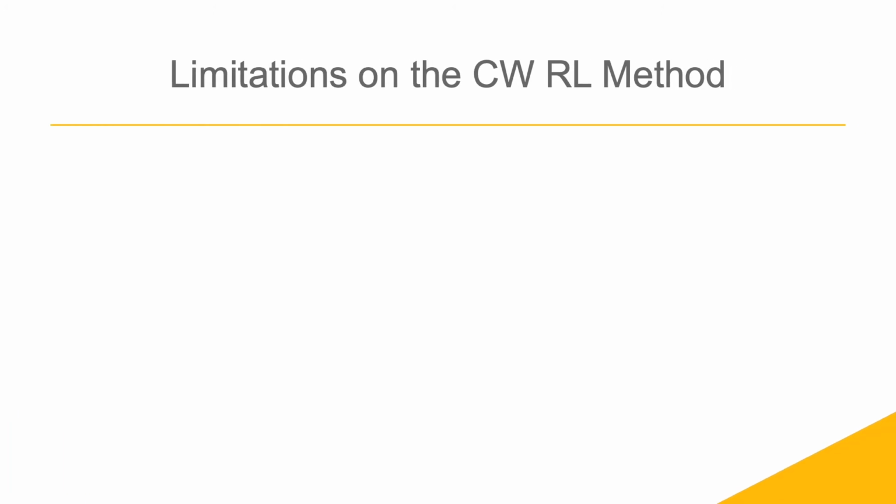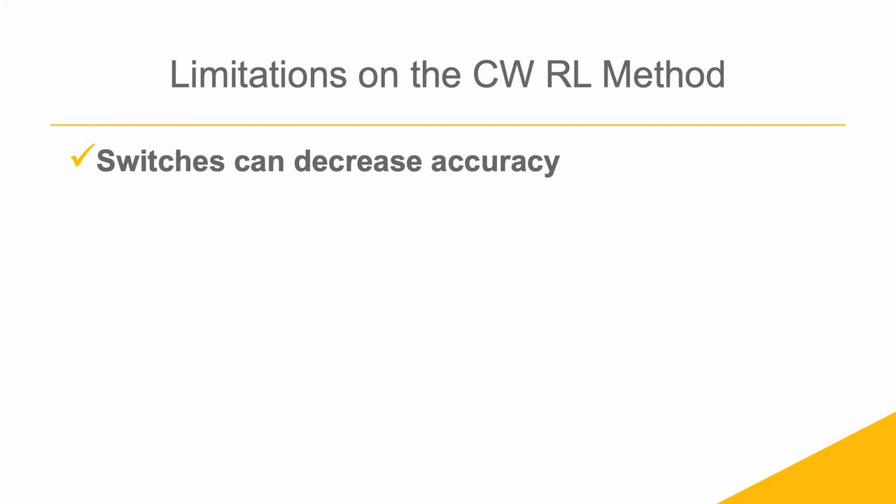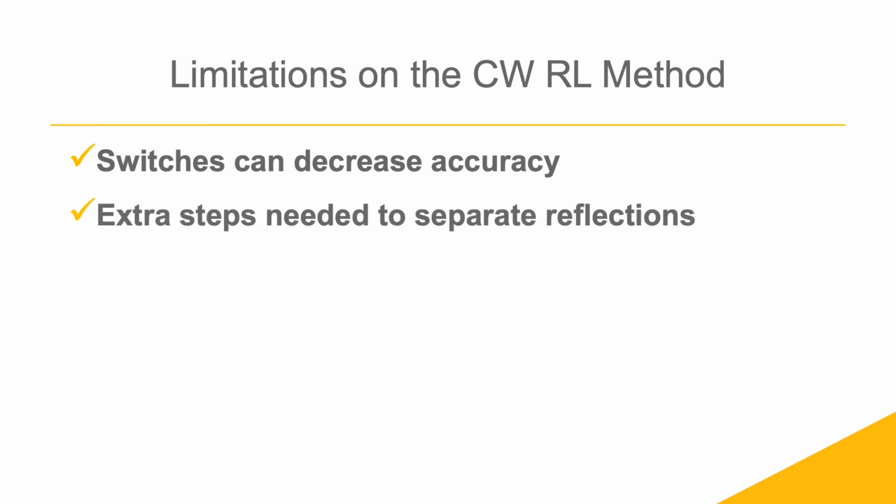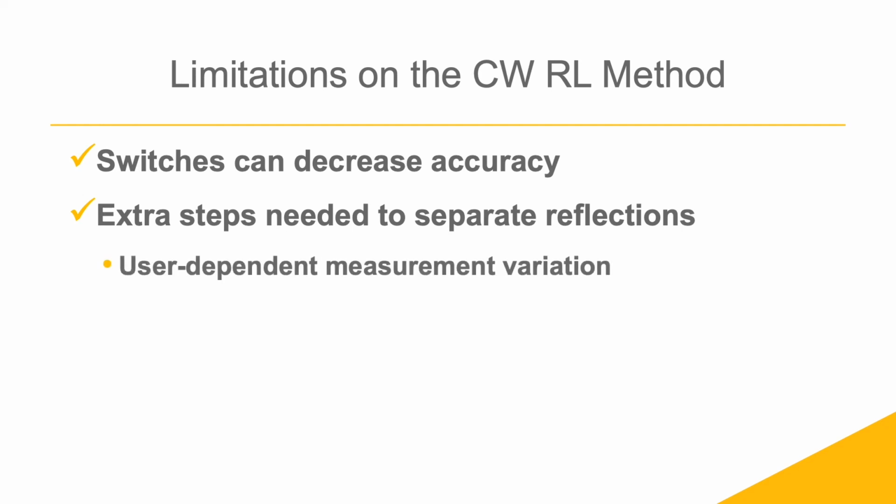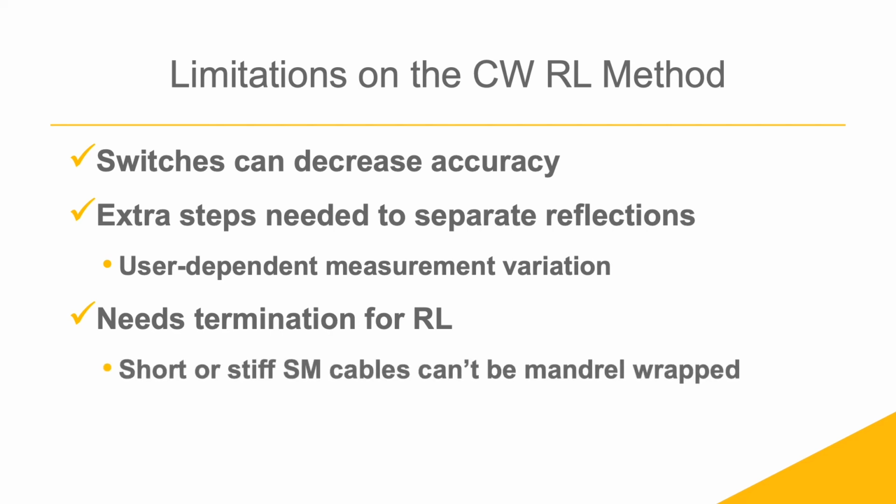There are some limitations to the CW measurement method. Any lossy components, such as switches, placed between the meter and the DUT can decrease the accuracy of the measurement. If you need to measure contributions from each reflection point in an assembly, several extra steps would be required. These may be difficult to perform and produce user-dependent variations in the results. Finally, one needs to terminate the end cable during return loss measurements. This is difficult to do with short or stiff single-mode cables that can't be mandrel wrapped.